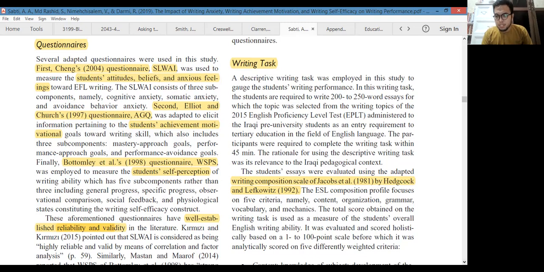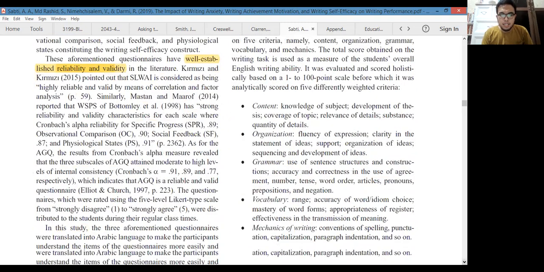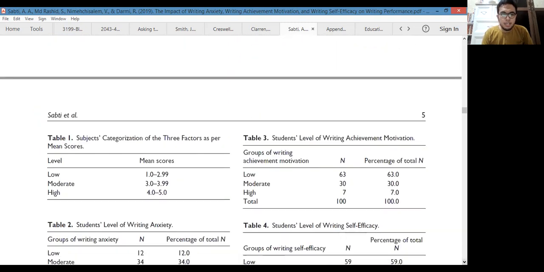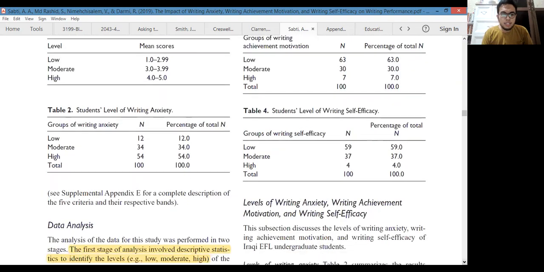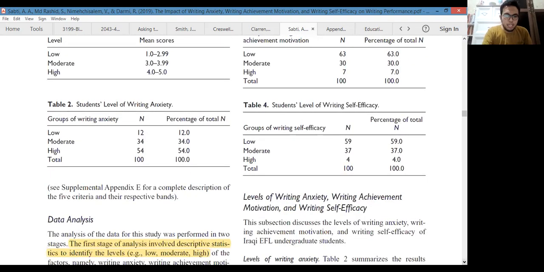Okay, we continue our presentation. And then, yeah, here are the results from the data analysis, the first time.